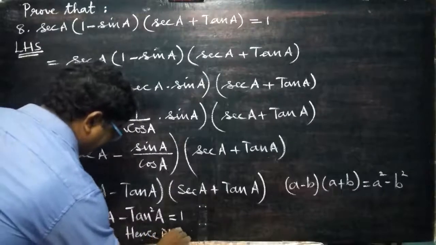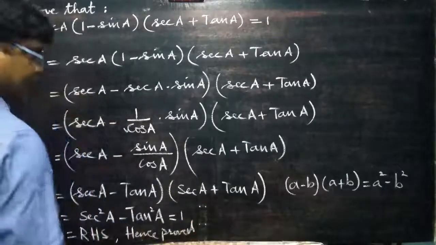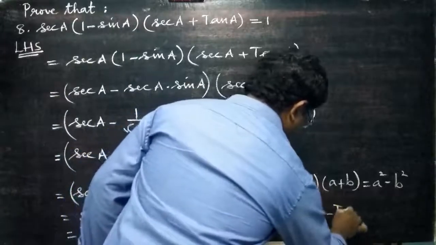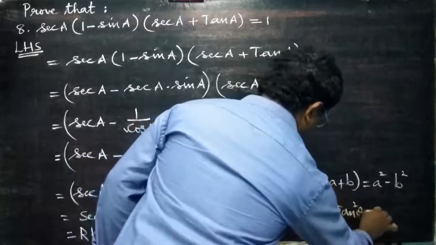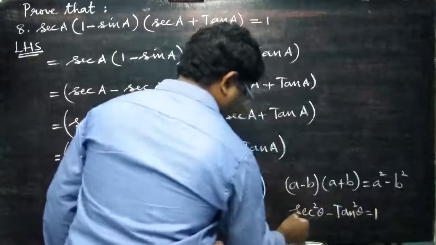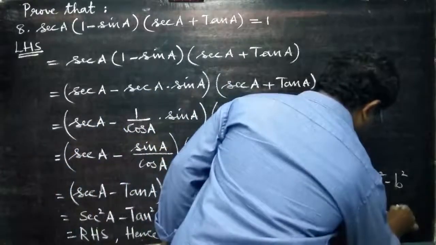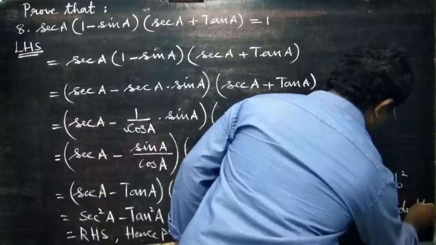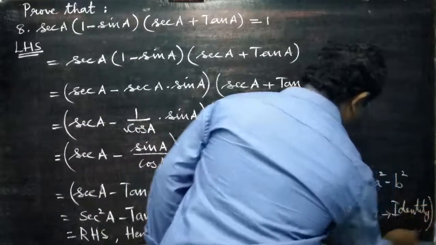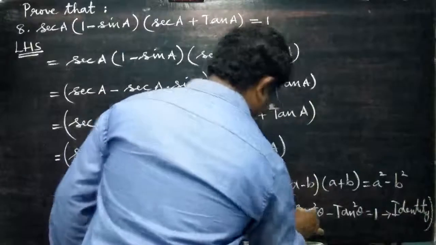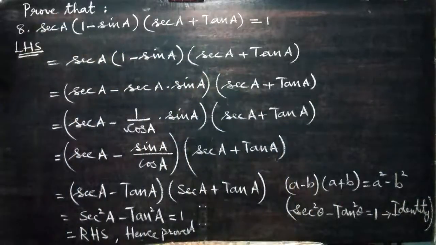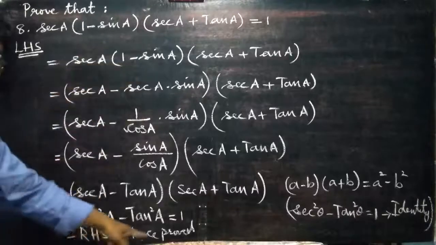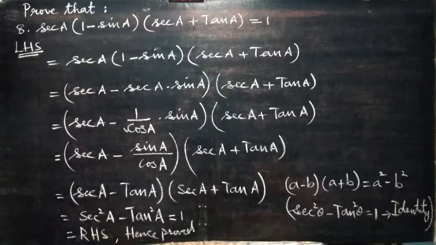Write this identity. We use here which identity? Secant square theta minus tan square theta is equal to 1. Identity. Write that word. Using this identity, we have solved this problem. Secant square theta minus tan square theta is equal to 1. RHS we got, hence proved.